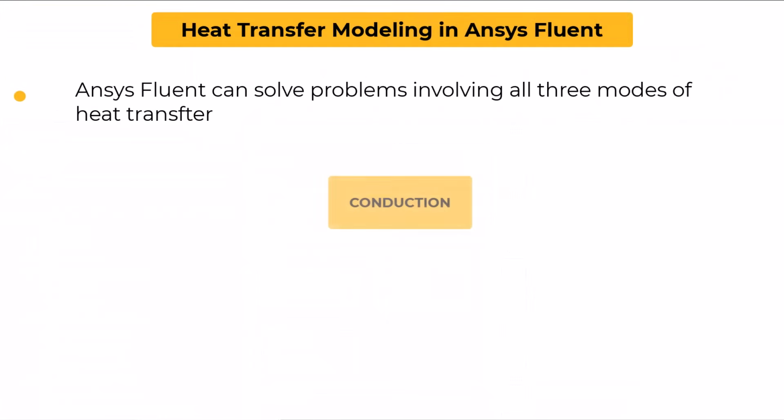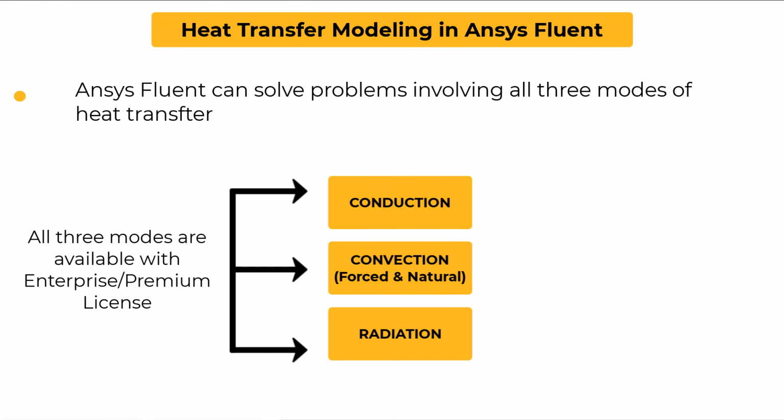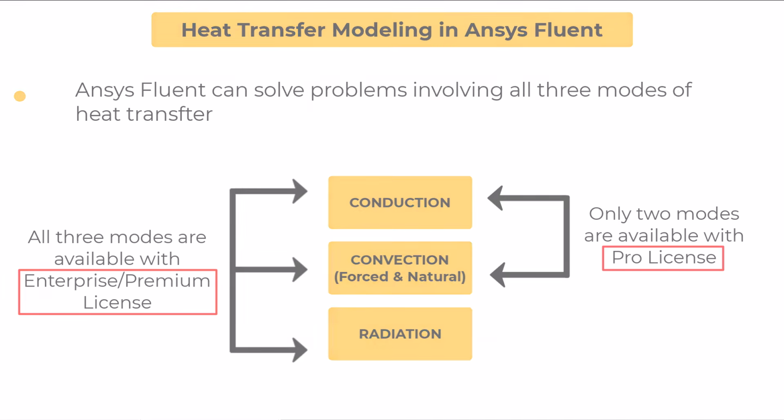There are three modes of heat transfer: conduction, convection, and radiation. Once Energy is on, with an Enterprise or Premium license, Fluent can solve problems involving any and all of the three modes. And with a Pro license, it can solve problems involving conduction and convection.